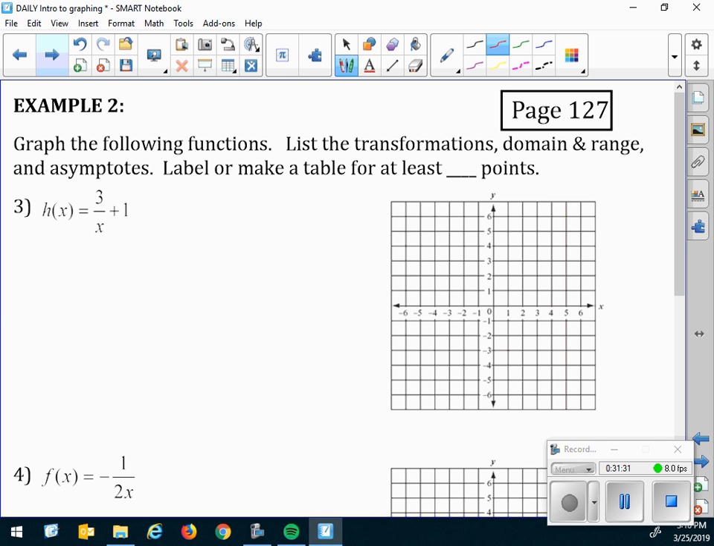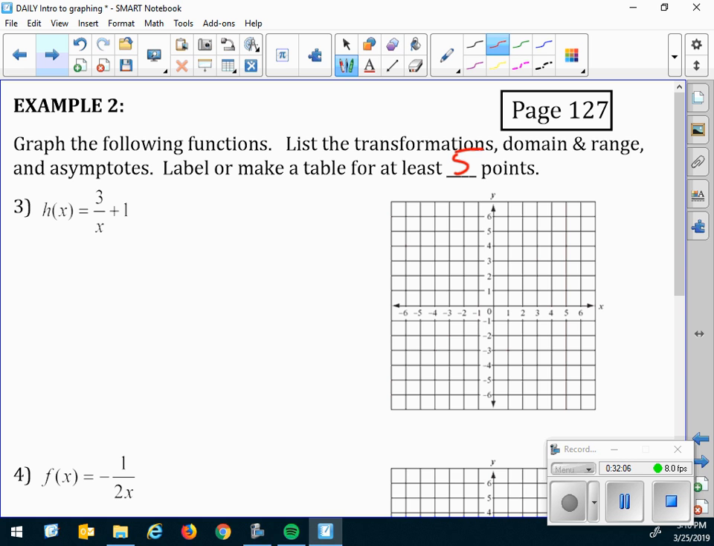Here we go. Now listen. We're going to get 5 points. Keep your green sheet out so we can have the parent graph. Okay. Let's look at number 3. Number 3 says h of x equals 3 over x plus 1.